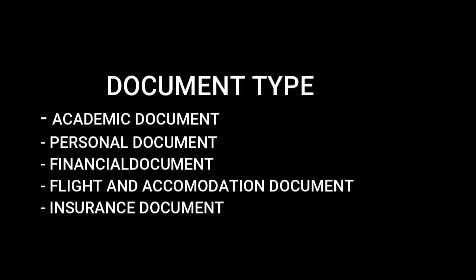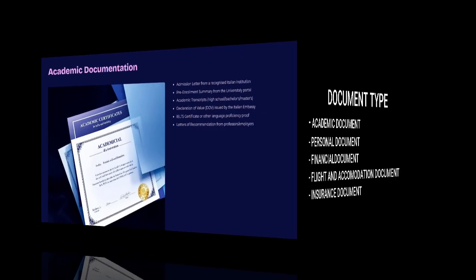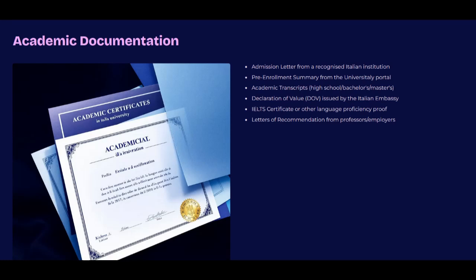There are five types of documentation. First one is academic documentation. Second one is personal documentation, then financial documentation, travel and accommodation arrangements, and at last the insurance requirement. So there are five types of documents for your study D visa application. Let's start with academic documentation.